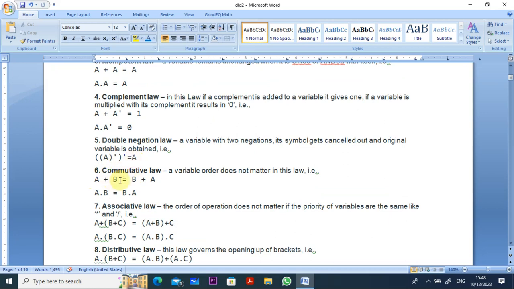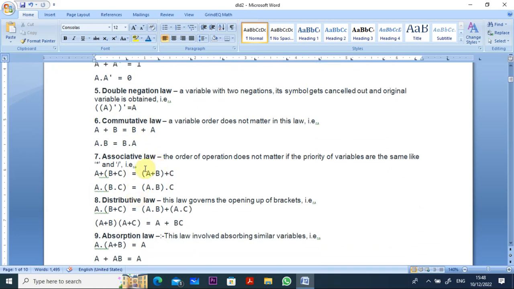Similarly, commutative: A plus B is equal to B plus A in the OR gate, and in the AND gate, A into B is equal to B into A, right? Then the associative law, you know, A plus in braces B plus C is equal to A plus B in braces plus C. Similarly, the case is the same for the AND gate also: A into B into C is equal to A into B into C.